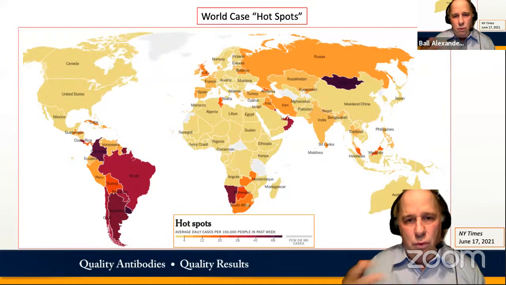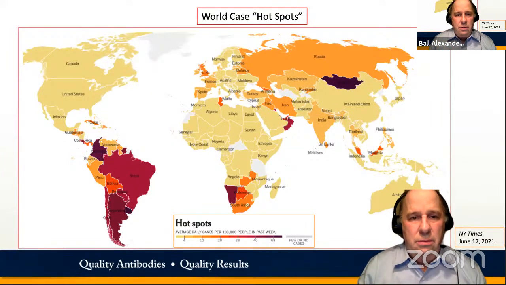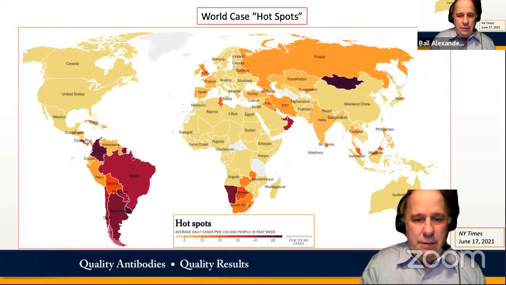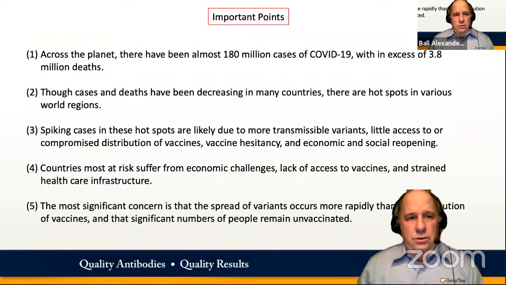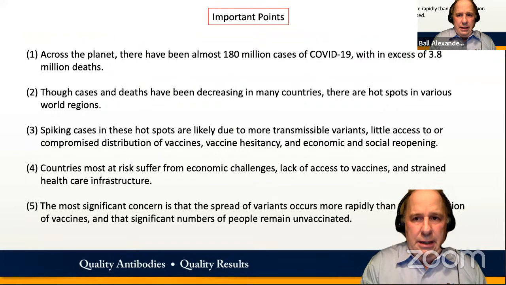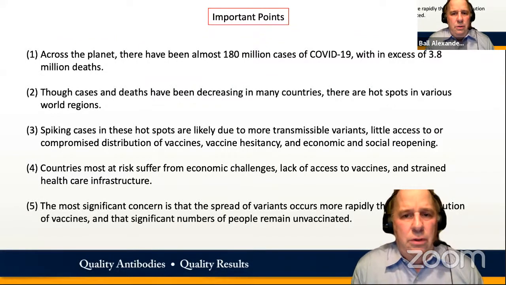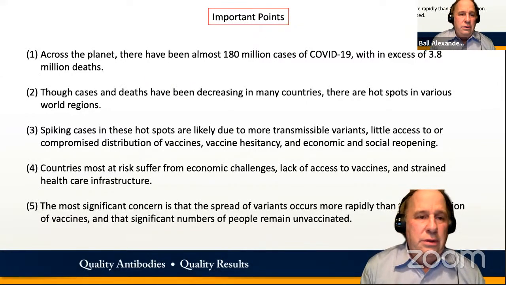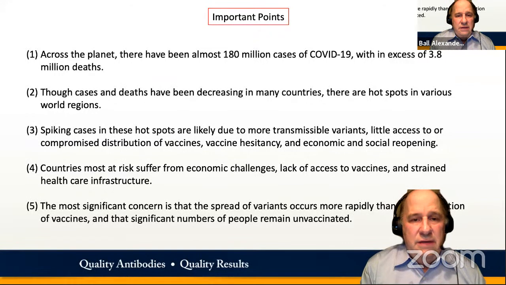As vaccines roll out more and more, the countries that have been successful at this, countries that have access to vaccines, are seeing their cases and their deaths decrease. But we'll describe that a little bit more. So basically across the planet, there have been almost 180 million cases of COVID-19 with over 3.8 million deaths. Though cases and deaths have been decreasing in many countries, there are hotspots in various world regions.